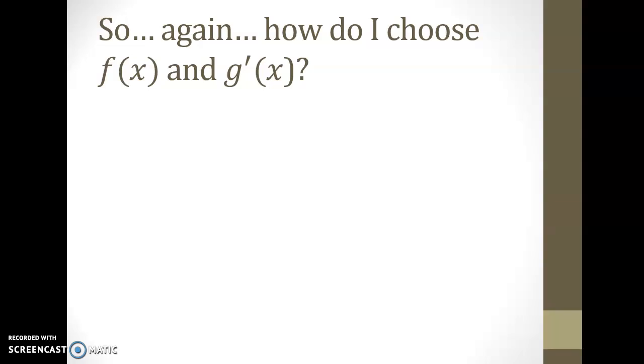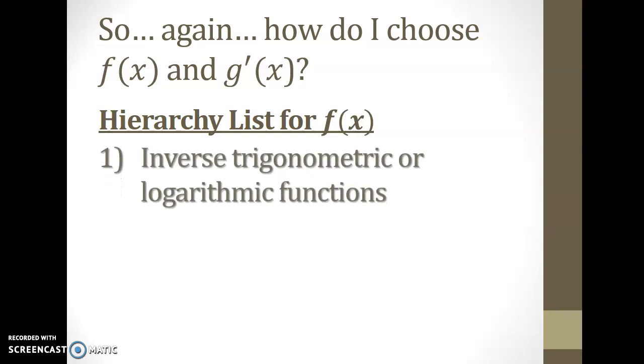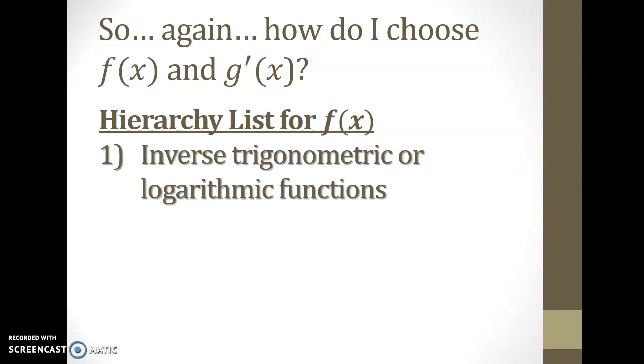So how do we choose f and g prime? We probably don't want to guess every single time who should be the f and who should be the g prime. So just to structure your thoughts a little bit, you can use the following list of priorities to attribute f to one of the functions. So you will choose f to be an inverse trig function or a logarithmic function as soon as you see one. These are the priority functions in becoming f.